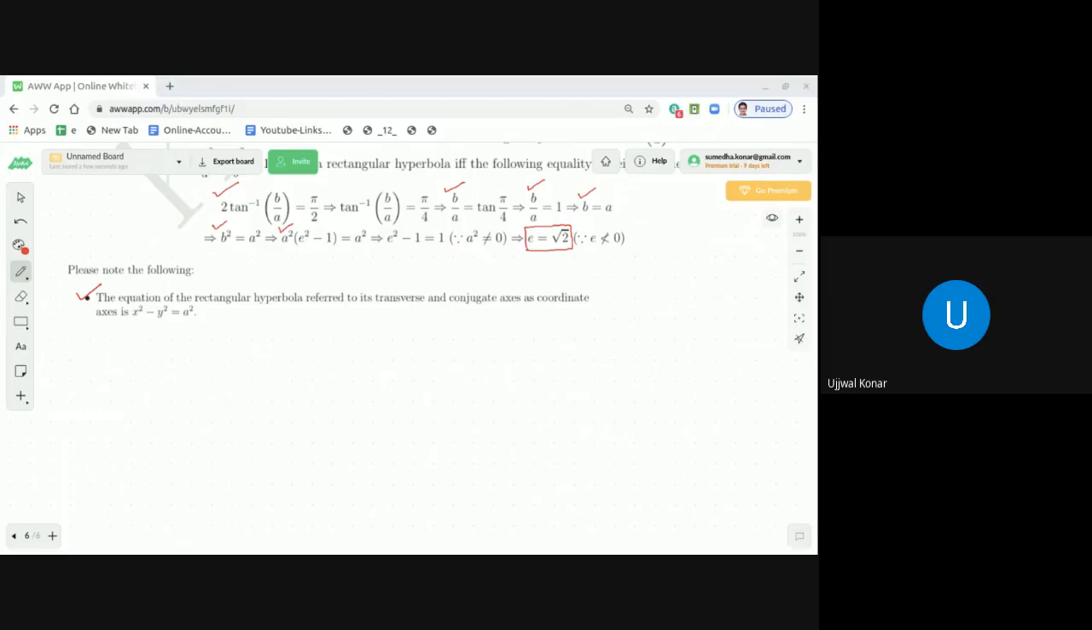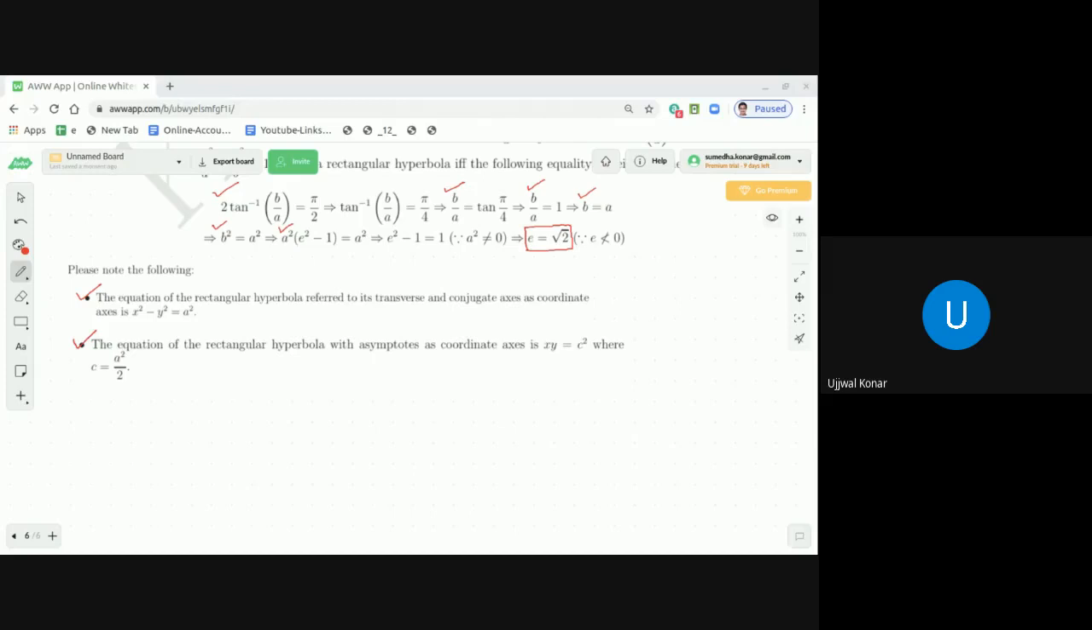Let me first keep the statement in front of you, and then let me explain, dear students. What I wanted to mean is that the equation of the rectangular hyperbola with asymptotes as the coordinate axes is xy is equal to c square, where c square is equal to a square by 2.